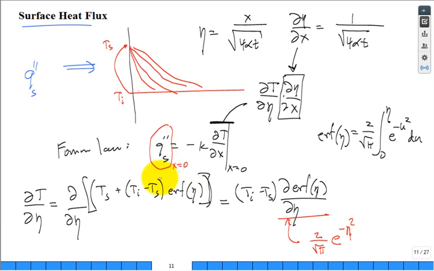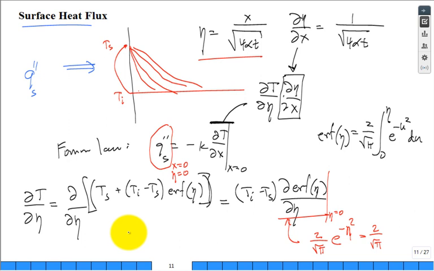What's the value of the similarity variable eta at the surface? 0. Look at the definition of eta. So if I evaluate this at eta equal to 0, that becomes 2 over the square root of pi, e to the 0, which is 1. We're done. All that work, Professor. You're joking me. Yeah, this is tough stuff.